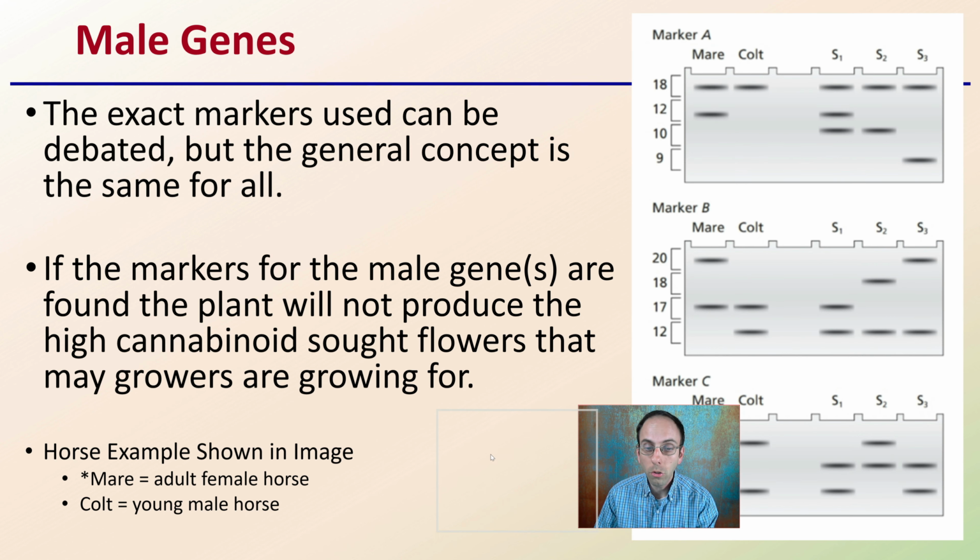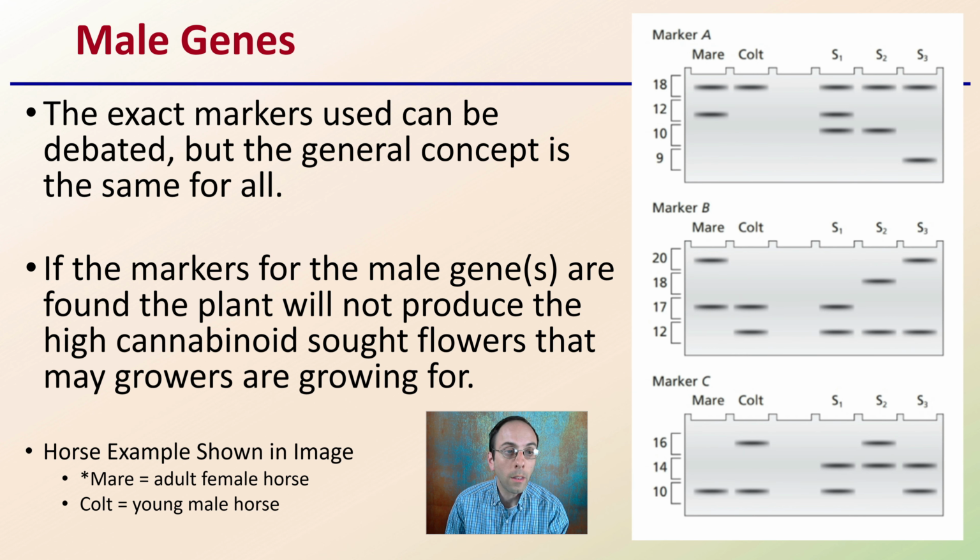The exact markers used can be debated, but in general, the concept is the same for all. If the markers for the male gene or genes are found in the plant, it will not produce the high-cannabinoid flowers that many growers are growing for. Meaning if we determine it to be a male plant, a lot of pollen is going to be produced, but not a lot of cannabinoids.